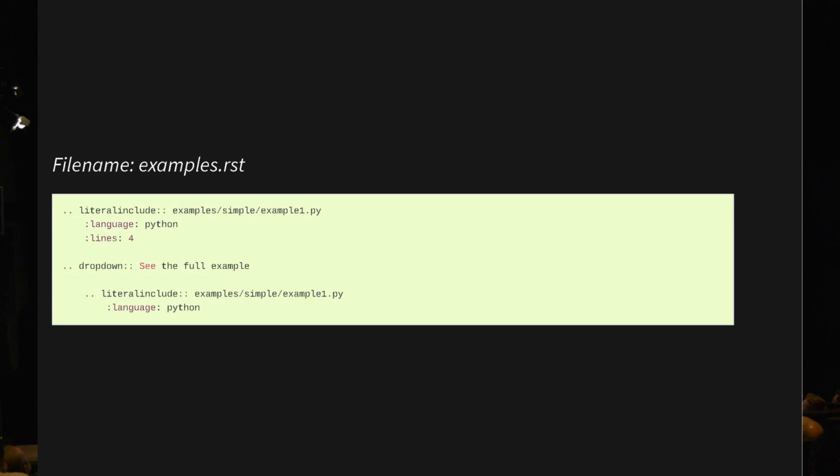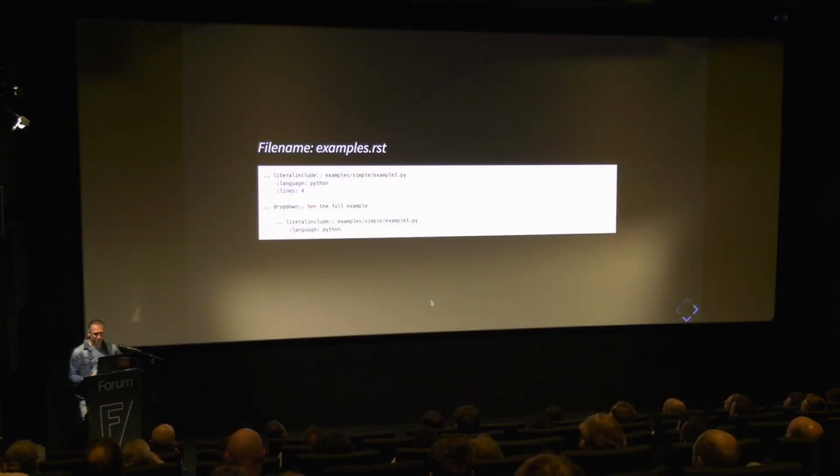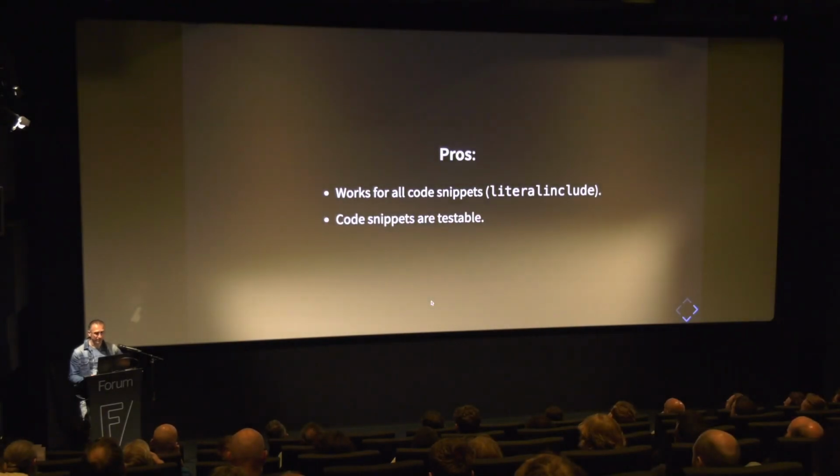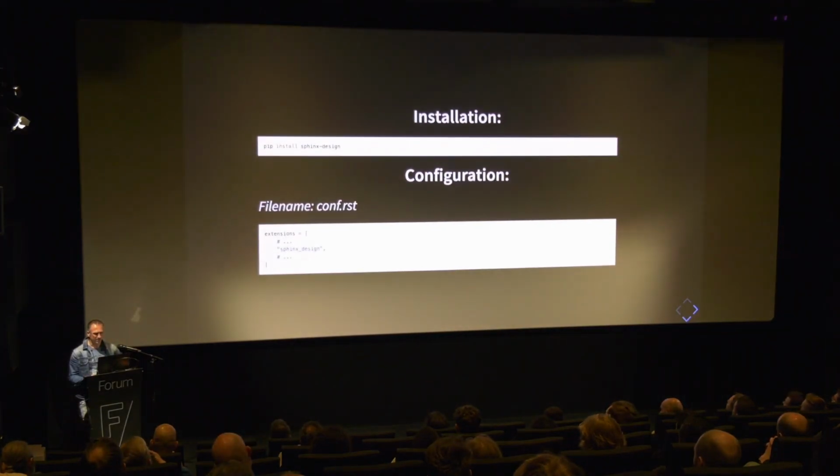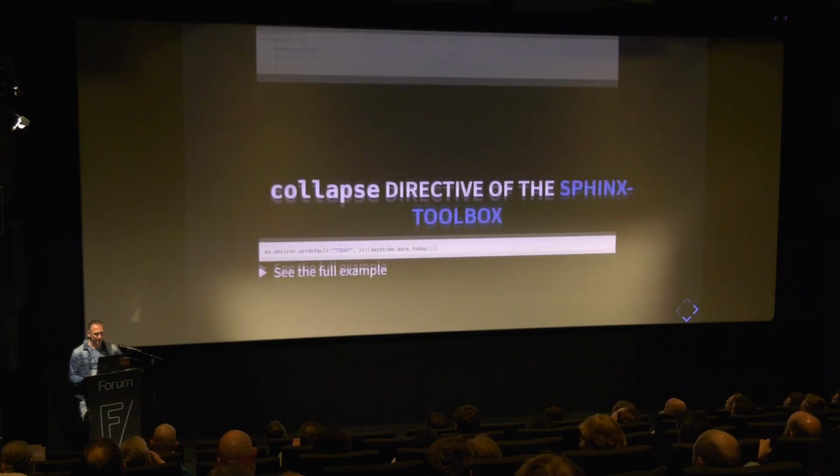A better idea would be to work in the same way, but use literal include. So you include your small snippet, and then you include your full snippet. That would work too. It works for all code snippets, and your snippets are still testable. Concerns, like none, except that it doesn't work for code blocks. So if you use code blocks, you should still find another solution for yourself. It's easy to install and configure.